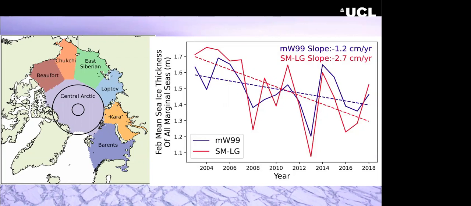So you can see that the red line, when we calculate it with this exciting dynamic snow data that has trends and variability, the sea ice thickness that you calculate for all of the coastal seas in February is much more variable every year, and it's trending at about twice the rate. In fact, in February, it's got a downward trend of more than twice the rate.